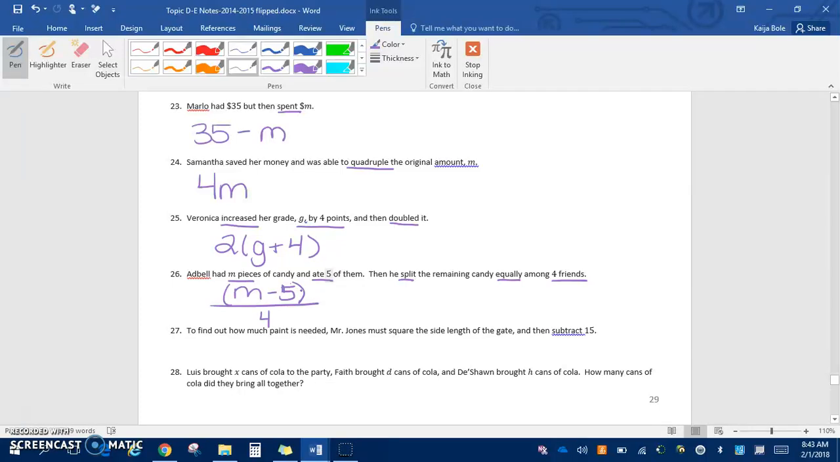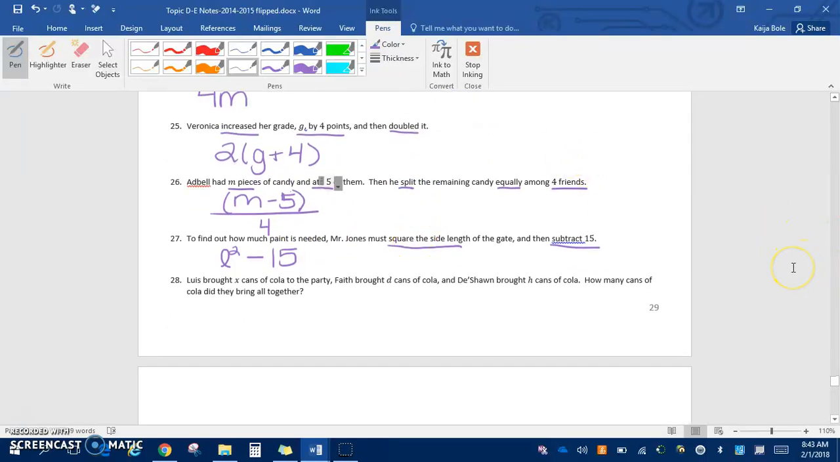Then 2 more here. 27 says to find out how much paint is needed, Mr. Jones must square the side length of the gate and then subtract 15. So, keyword here is square the side length and then subtract 15. So we're going to take that side length, I'm going to call it L, and he has to square it, so to the 2nd power. Then after he does that, he will subtract 15, so it would be L squared minus 15.